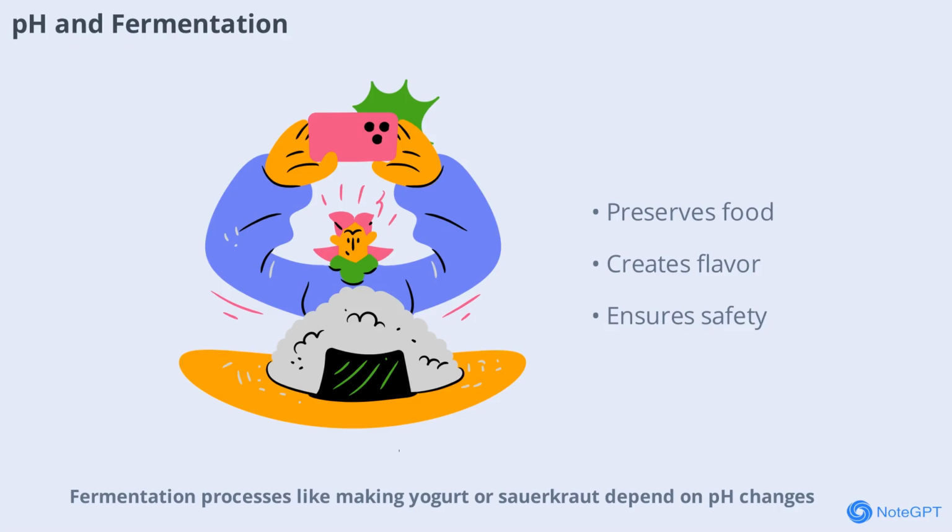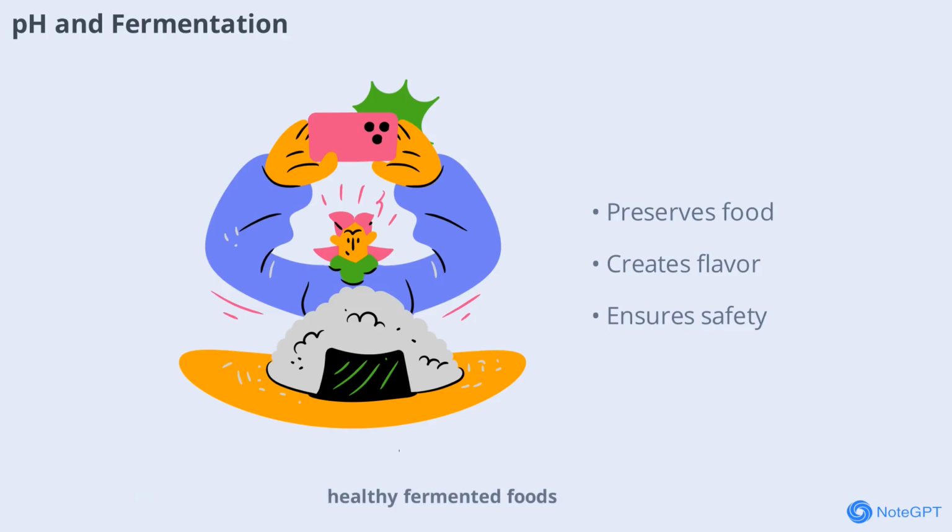Fermentation processes like making yogurt or sauerkraut depend on pH changes. Bacteria produce acids that lower pH, preserving food and creating unique flavors. Monitoring pH ensures safe and successful fermentation. Home cooks and food producers alike rely on pH to make delicious, healthy fermented foods.